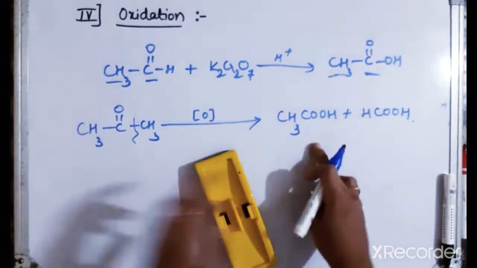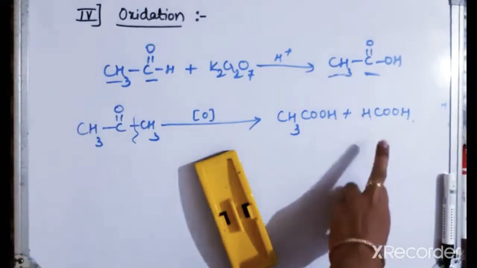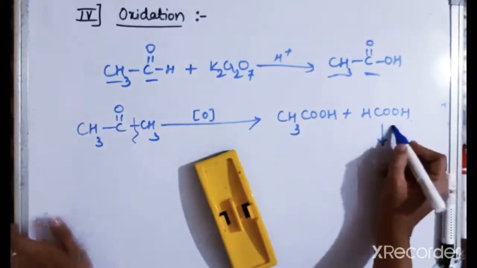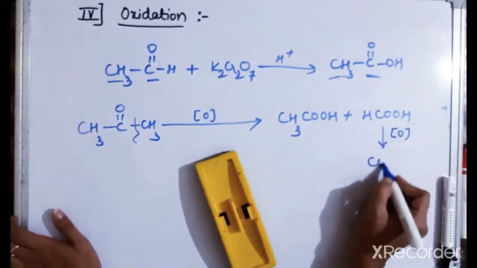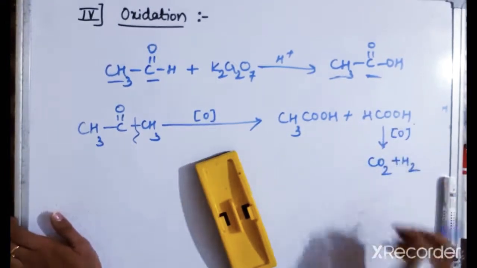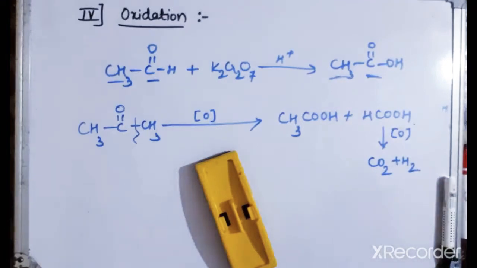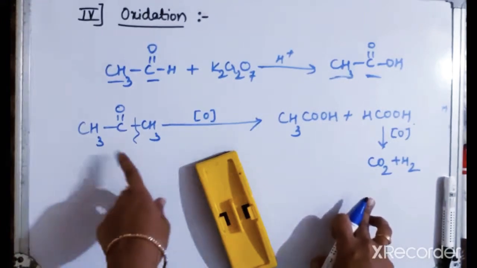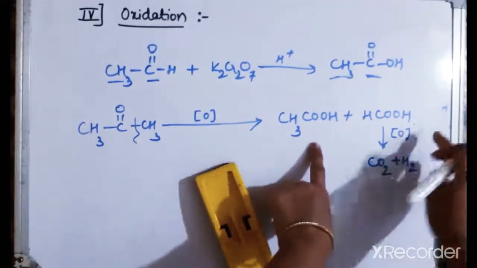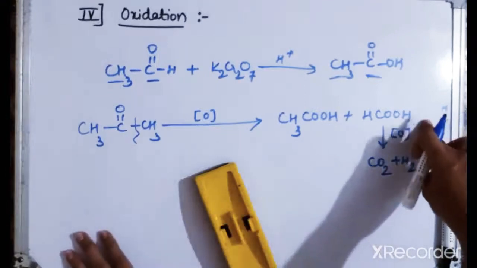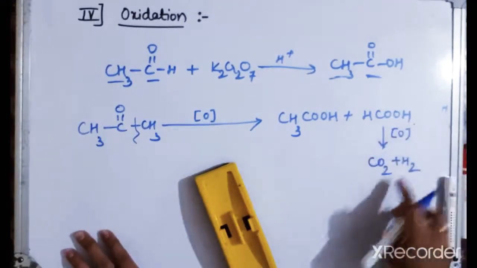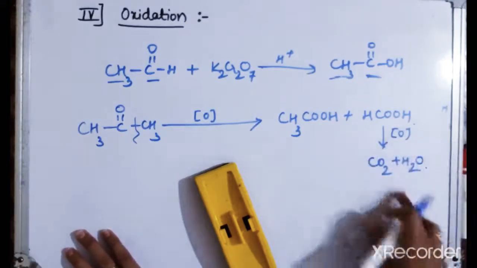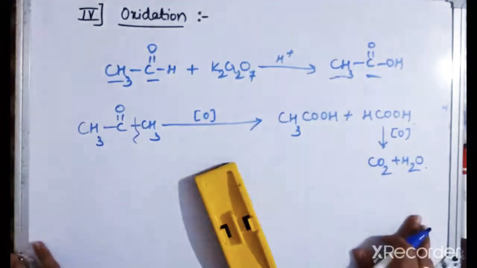That is, I'll get a mixture of acetic acid and formic acid, and here further this formic acid undergoes oxidation, resulting in the formation of carbon dioxide and dihydrogen gases released. So this is possible in the case of ketones. This on oxidation results in the formation of a mixture of acetic acid and formic acid. The formic acid further on heating results in the formation of carbon dioxide and water. So like this the reaction takes place.